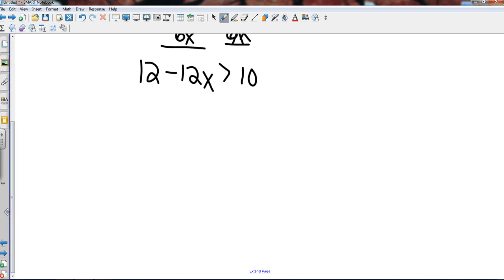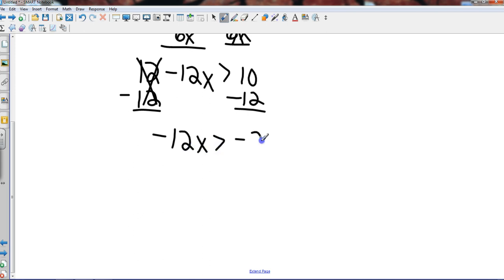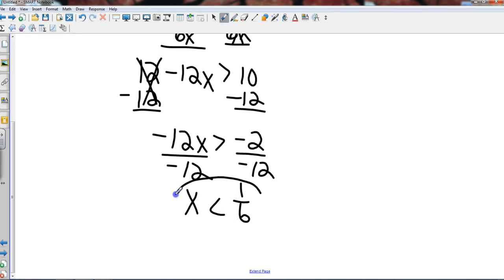And what would be my next step? Subtract the 12. So that gives us negative 12x is greater than negative 2. And two more steps. What are they? Divide by negative 12 and flip the sign. A lot of stuff going on here. What is negative 2 divided by negative 12? Positive 1/6. Again, it's just a reduction or a simplification of the fraction.